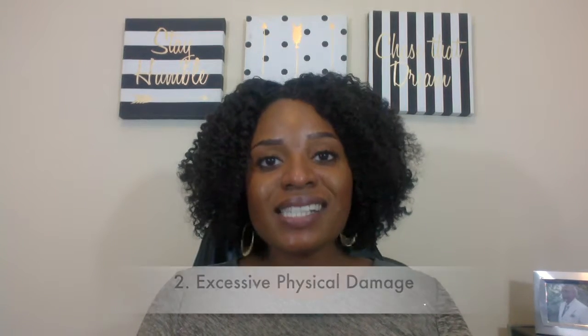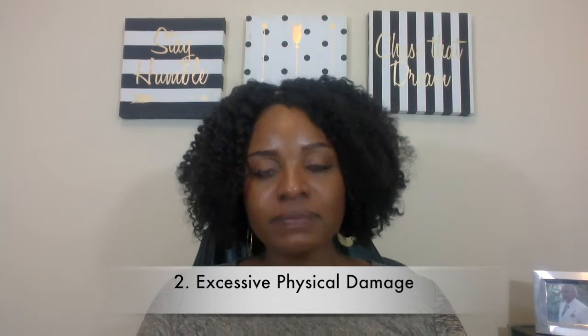Number 2 is excessive physical damage to the property. I'm not talking about the usual wear and tear from living in a house or a property. I'm talking about holes in the walls, broken windows, glass, holes in the floor, fire, right? All of these things are excessive damages that can be caused to the property that will cause a landlord to say, you know what? It's no longer worth me continuing this relationship with the tenant, thus I need to start the eviction process.